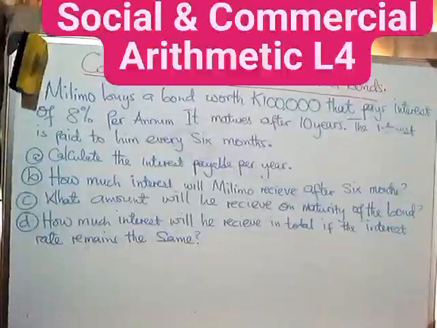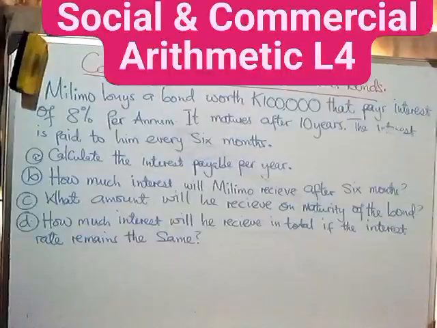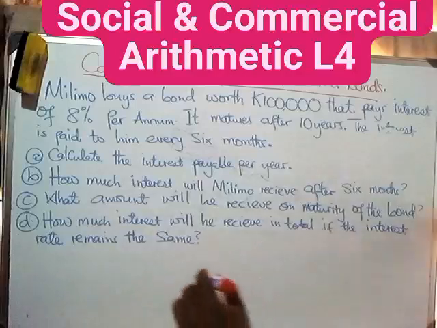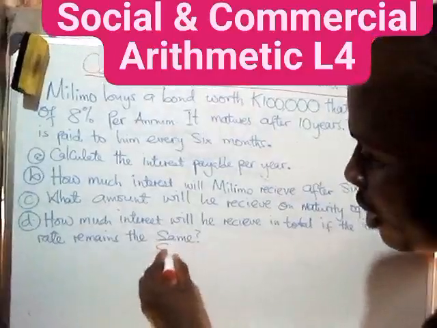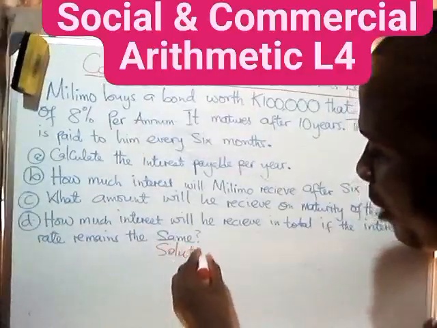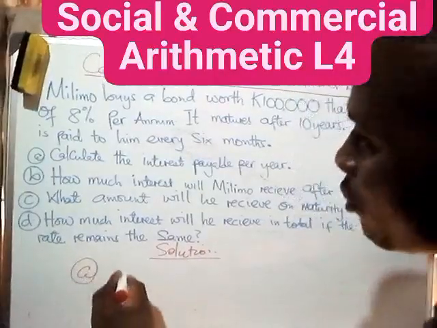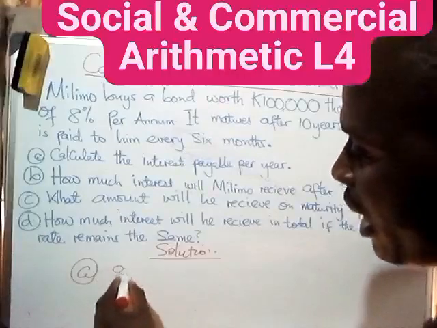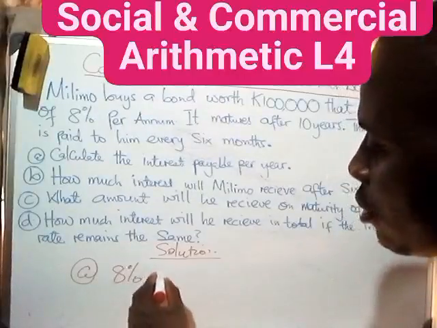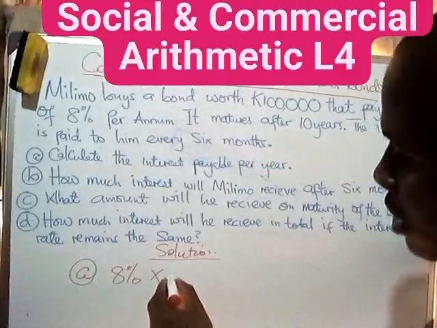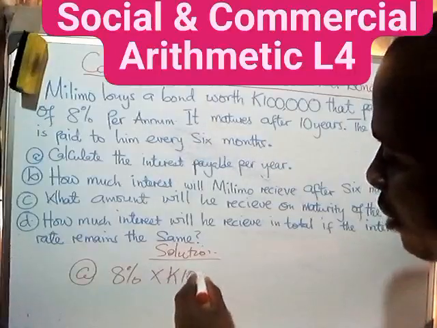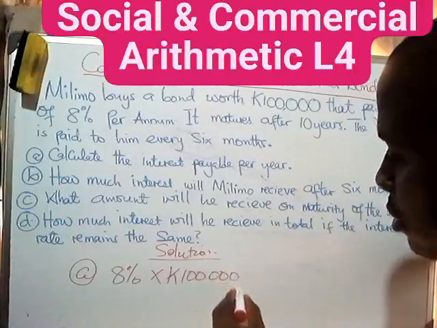What are the questions there? Question number 1. Calculate the interest payable per year. So we are told to calculate the interest payable per year as question number A. So we are going to say 8% of the amount, which is 100,000.